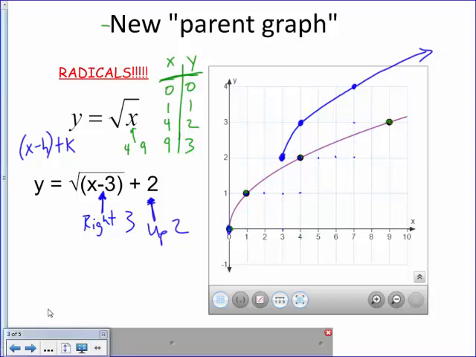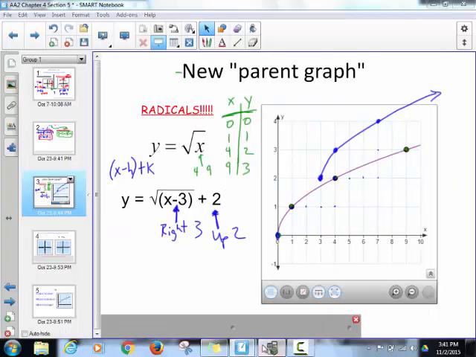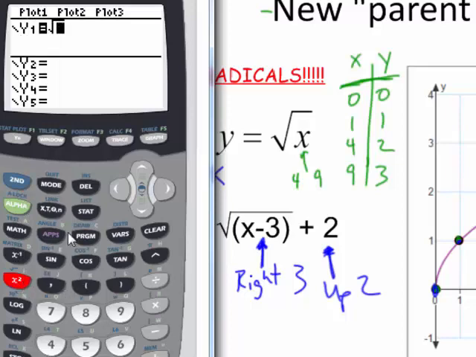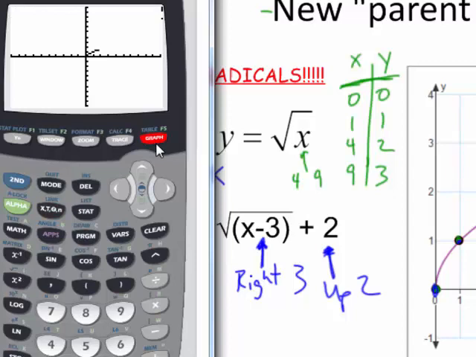And let's just double check. Let's go ahead and put that in our calculator just to make sure. So we'll put our parent function. The square root sign is right down here. Remember, you've got to hit second first to get the stuff in the blue. And then we put the square root of x. Let's graph that just to make sure it looks good. Very nice. You could even zoom in a little bit if you wanted to see it better.